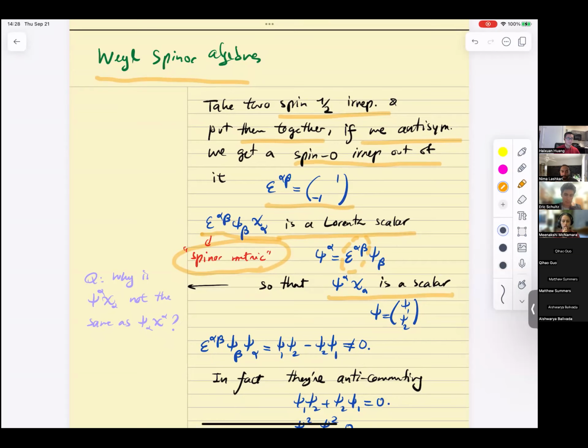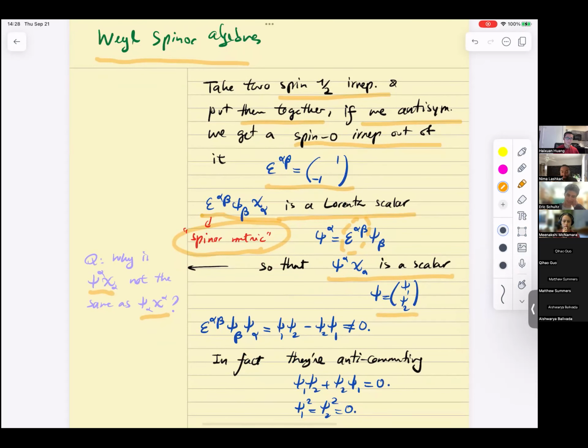Now, one thing to be careful with is that this notation could be very misleading. In particular, psi^alpha chi^alpha is not equal to the lower-index ones. Think about that, because it's not a metric, it's something else.